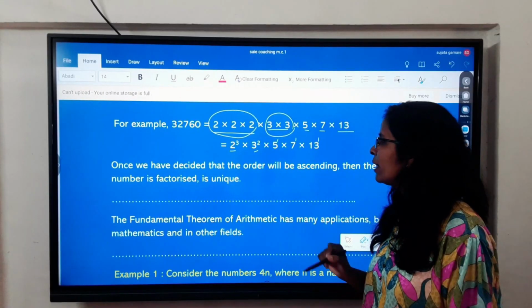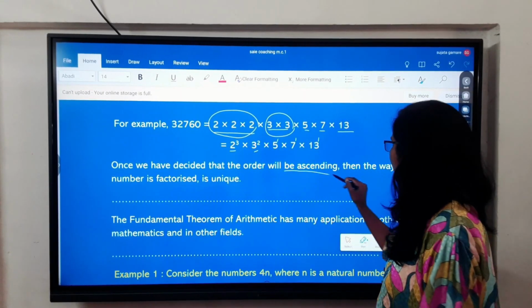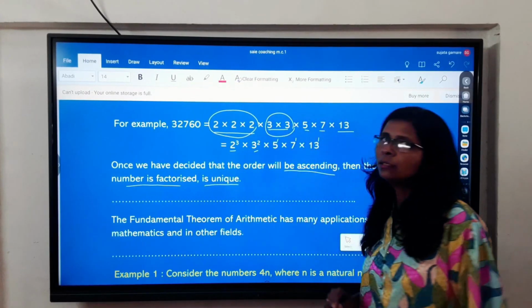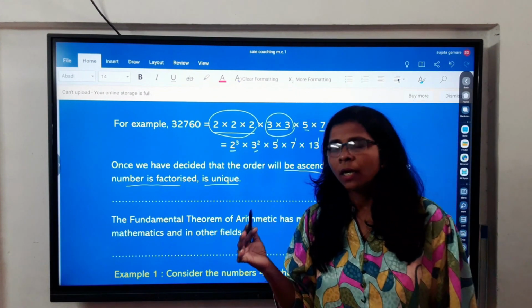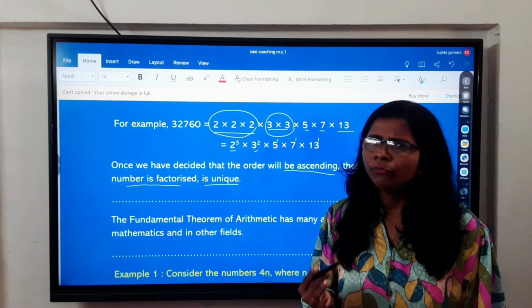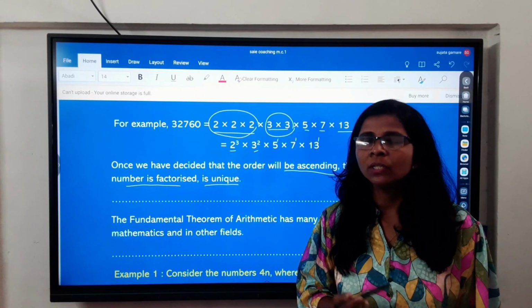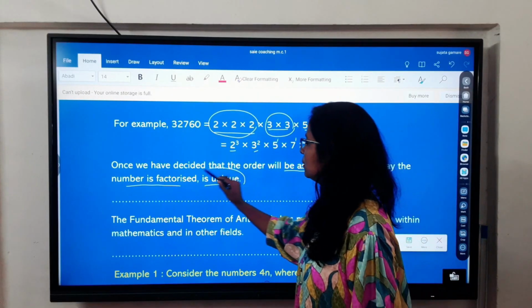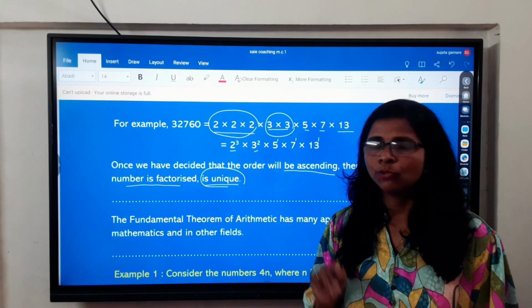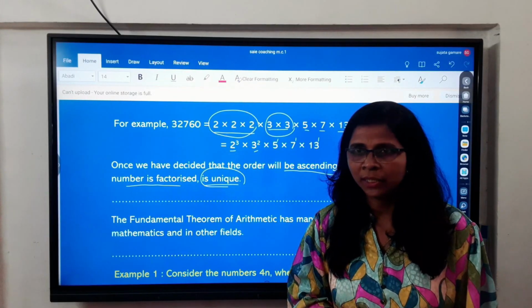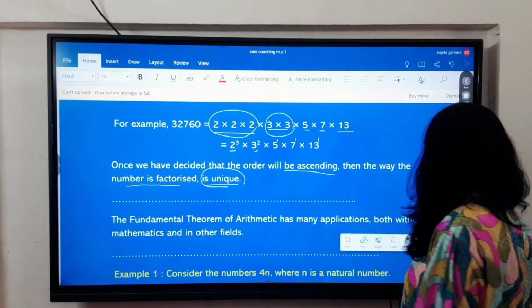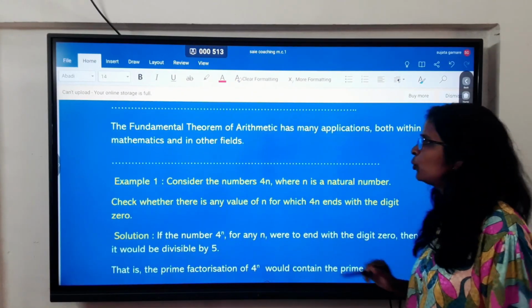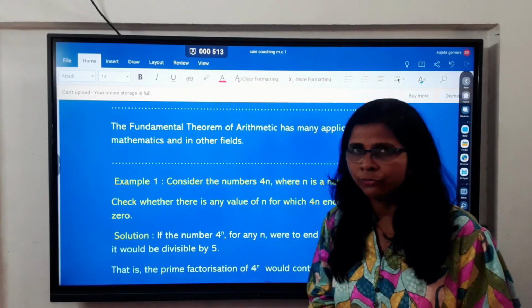So this way the order will be ascending, and the way the number is factorized will be unique. If you arrange the prime numbers in ascending order, then that will be the uniqueness. So this is the fundamental theorem of arithmetic. It is applicable for both mathematics and other fields also.